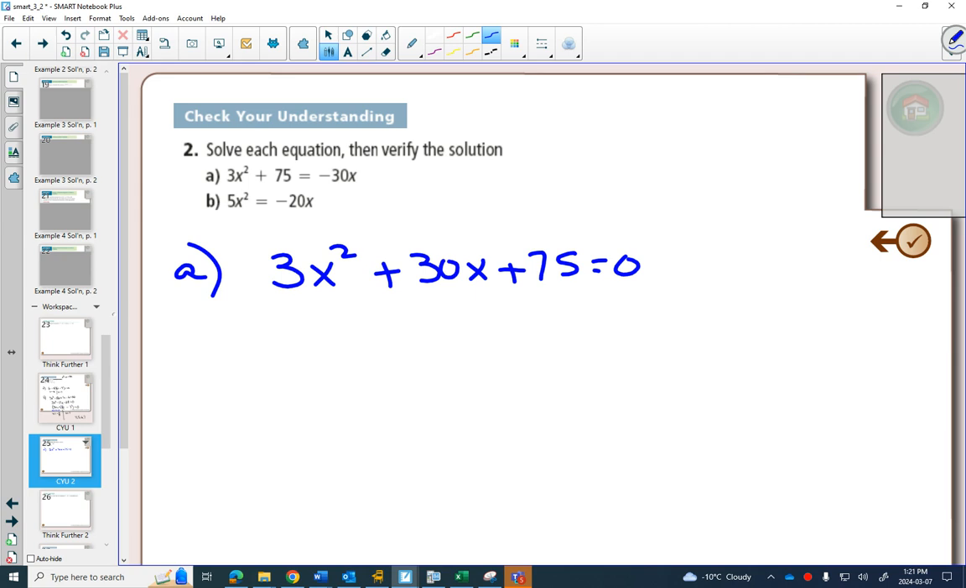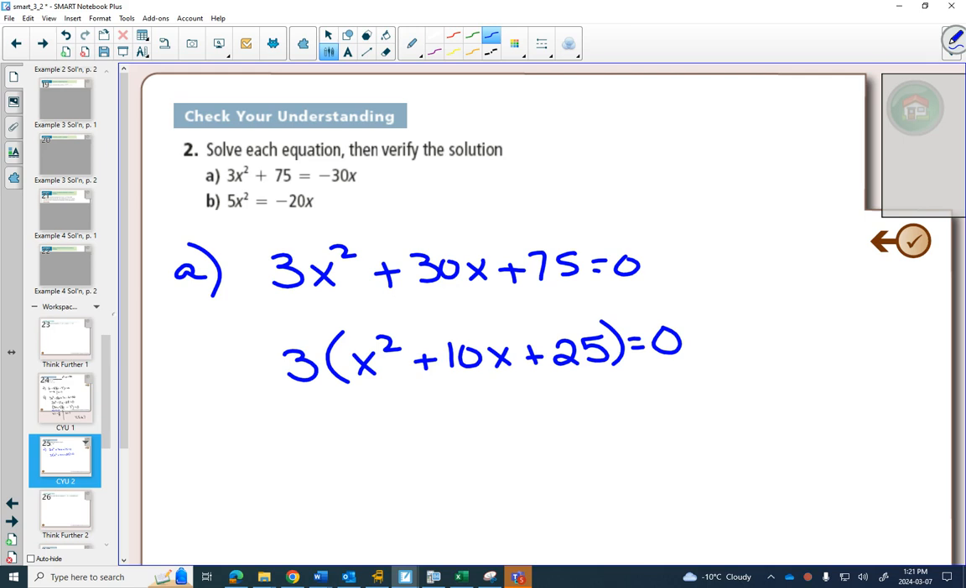Now, technically, when you factor, you should always check if there's a common factor first. And there is in this case. Notice that each term can be divided by 3, so I can take that out. Taking out that common factor means our life is going to be easier for factoring.